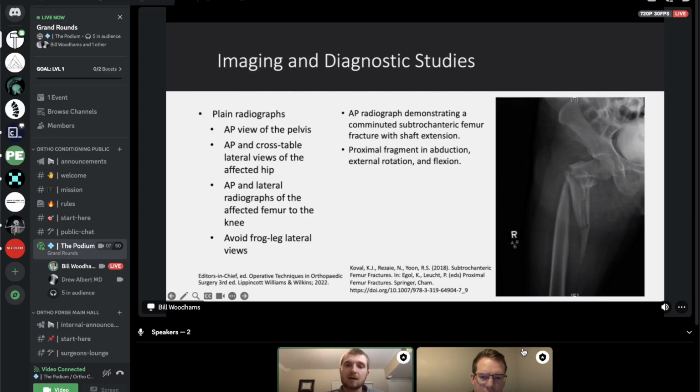And so over here on the right, you can see we have an AP radiograph demonstrating a comminuted subtrochanteric femur fracture with a shaft extension. And then that proximal fragment is abducted, externally rotated, and flexed. So that's what you're going to be looking for on a plain radiograph to diagnose a subtroch. And that's kind of like a really bad one. That's not typical to have comminution all the way up into what looks like the basicervical region. That's just a really bad one.